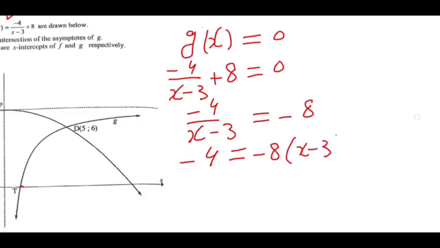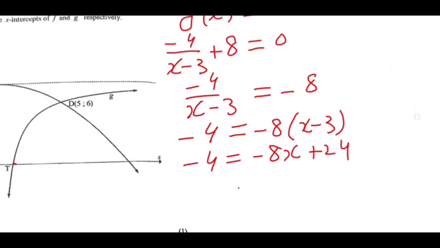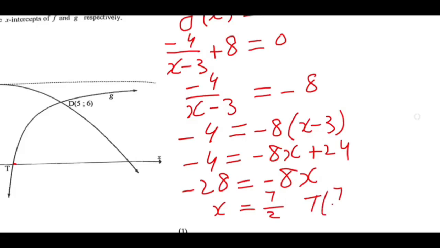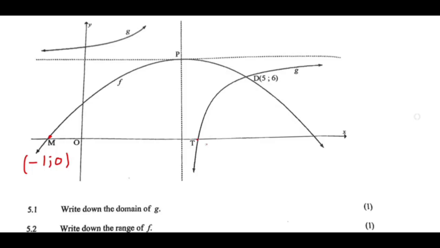times (x minus 3) multiplied. So this is negative 4, this becomes negative 8x, negative becomes positive 24. Now I'm going to solve for x here. So the positive 24 pulled over this side becomes negative 28. Both sides you divide by negative 8, the answer is going to be 7 over 2. So T is going to have x value 7 over 2 and y value 0.